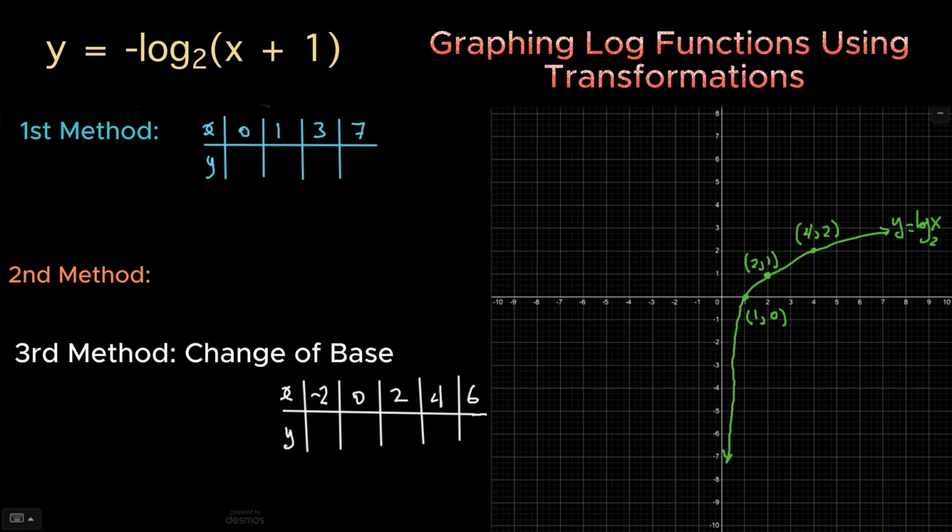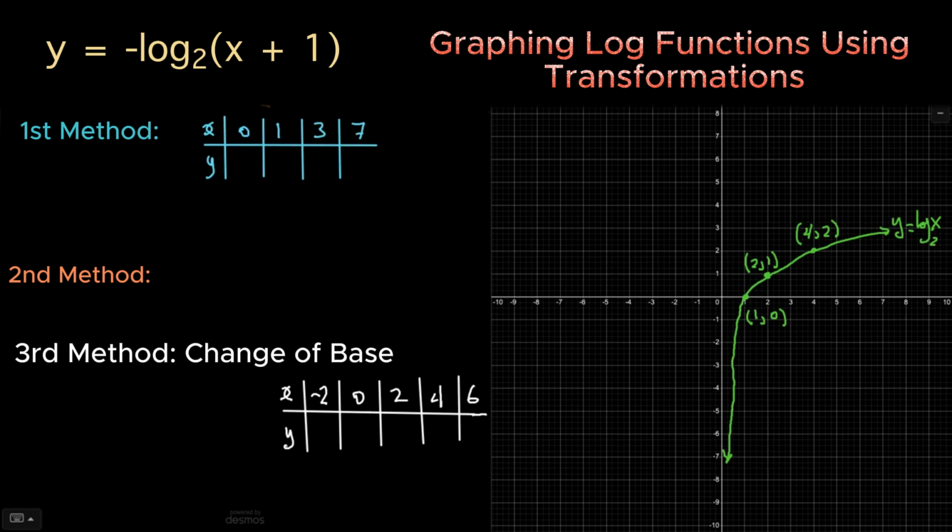So we could graph this function using the first method, which is a table of values. With a table of values, you have to be smart about choosing your values. There's a reason I chose 0, 1, 3, and 7.